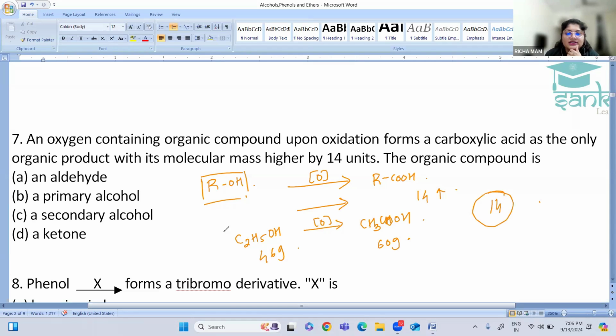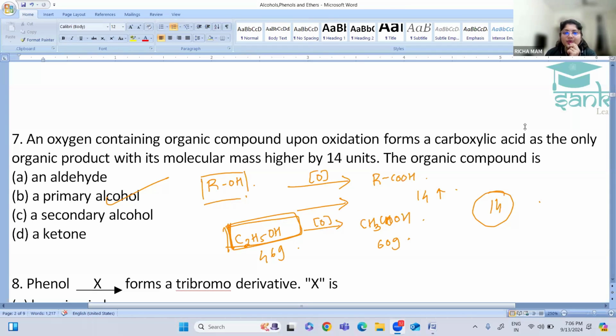So which is the answer? What is this compound? It is a primary alcohol. The four options are aldehyde, primary alcohol, secondary alcohol or ketone. So it is a primary alcohol, and option B is the answer. So, who all have answered B? It is a correct answer.